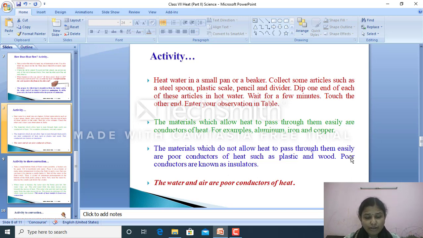So keep these two definitions in mind. One definition is given in green color, and one in blue color. The materials which allow heat to pass through them easily are called conductors. For example, metal, compass, all these are conductors. And the materials which do not allow heat to pass through them are known as insulators. For example, scale, pencil, all these are wood, all these are insulators. This is the difference between conductors and insulators. Water and air are poor conductors of heat.